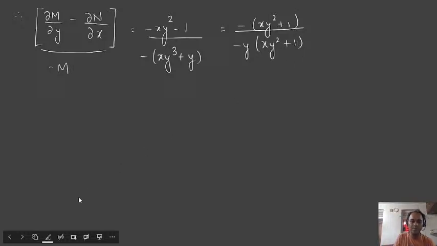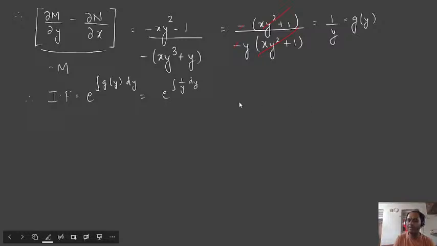This you can see that it is clearly getting cancelled. So you cancel that off with the minus sign and you get your answer as 1 over y. Okay, so we got our function in terms of y. So this is g of y. Therefore, the integrating factor IF is equal to e to the power integral g of y dy. It is equal to e to the power integration 1 over y dy.